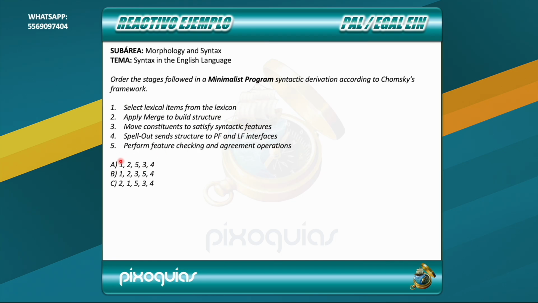A. 1. Select lexical items from the lexicon. 2. Apply merge to build structure. 5. Perform feature checking and agreement operations. 3. Move constituents to satisfy syntactic features. And 4. Spell out the structure to the PF and LF interfaces.